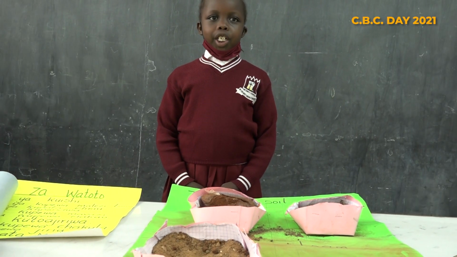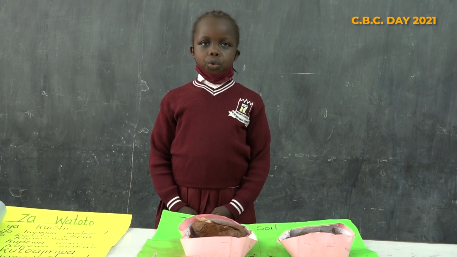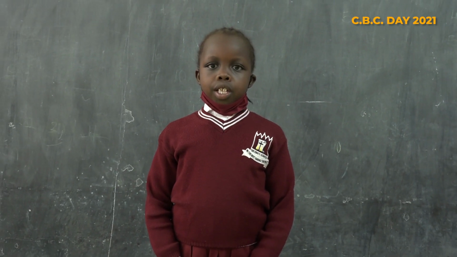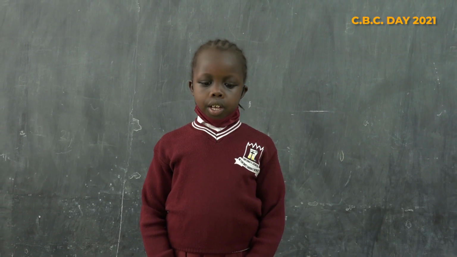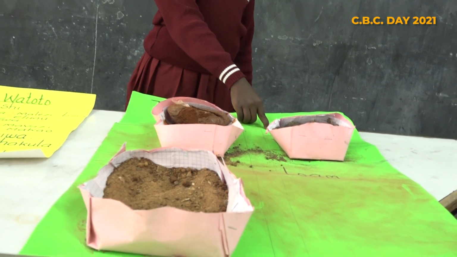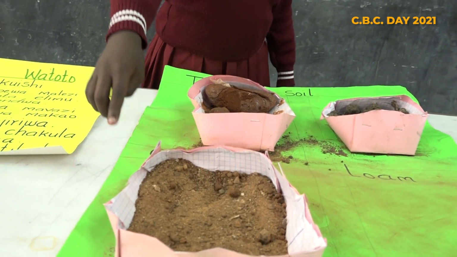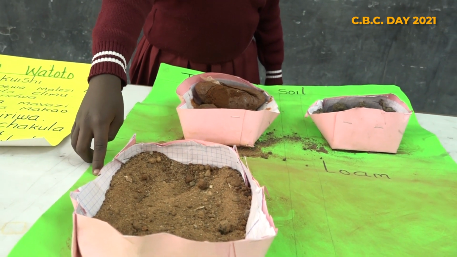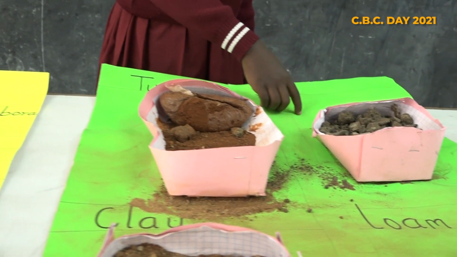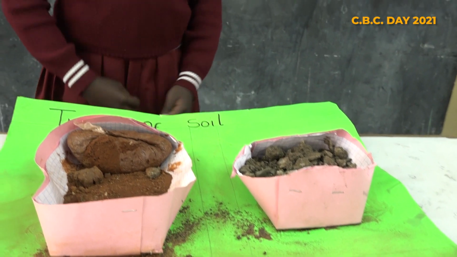My name is Sasha Jepkurui. I'm from grade 2. Today, I want us to learn about soil. There are different types of soil. These are clay soil, loam soil, and sand soil. Sand soil is used for building houses. Clay soil is used for modeling. And loam soil is used for farming. Thank you.